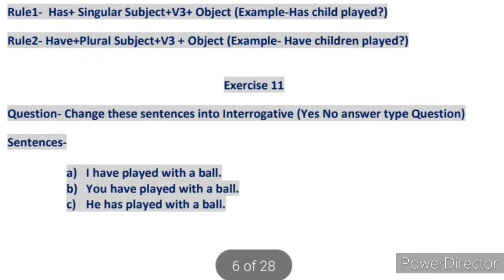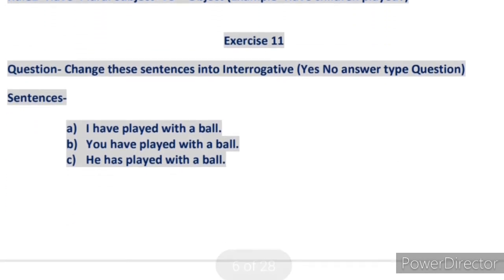Now here are some exercises, we will solve them. Exercise: I have played with a ball. We are supposed to change it into the yes or no answer type. So the answer will be have I. We will keep has or have in the beginning, the rest will be the same, and we will add a question mark at the last. So, I have played with a ball, answer will be have I played with a ball, question mark.